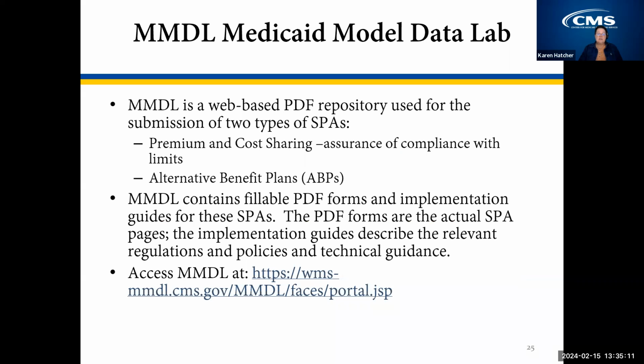MMDL is a web-based submission system used to submit premium and cost-sharing SPAs and alternative benefit plan SPAs known as ABPs. There are 2 kinds of premium and cost-sharing SPAs. Those related to states' assurances of compliance with limits on cost-sharing and premiums, and those that make changes to the amounts or methodologies around premiums and cost-sharing. The first type of cost-sharing SPAs, which relate to assurances, are submitted via MMDL. SPAs that change the information about the amounts or methodologies around premiums are submitted via OneMac.